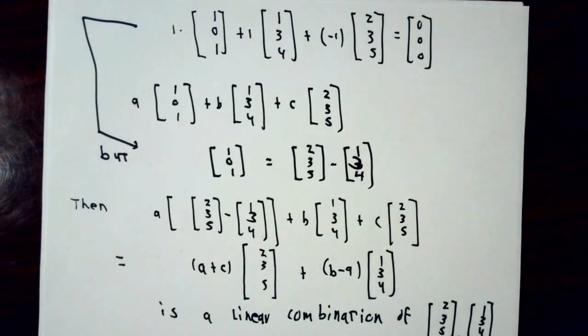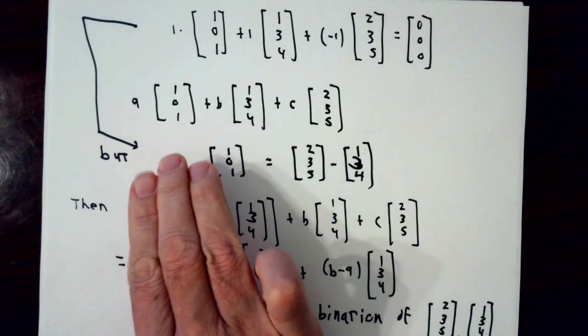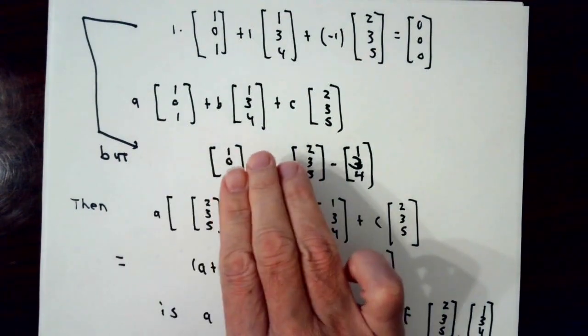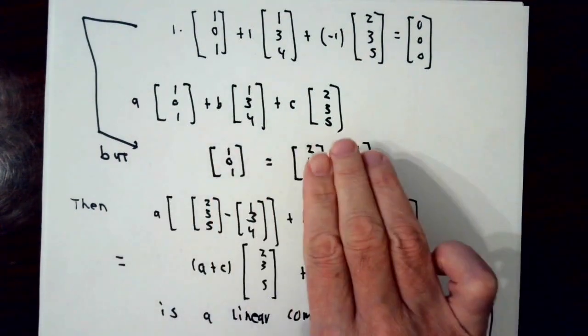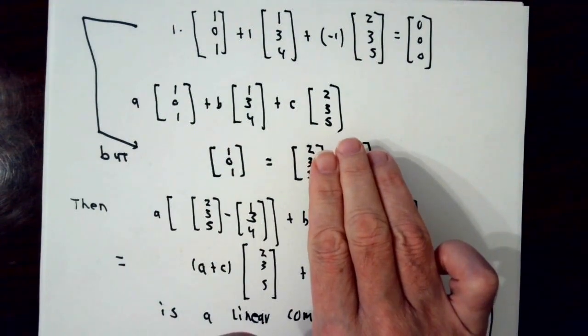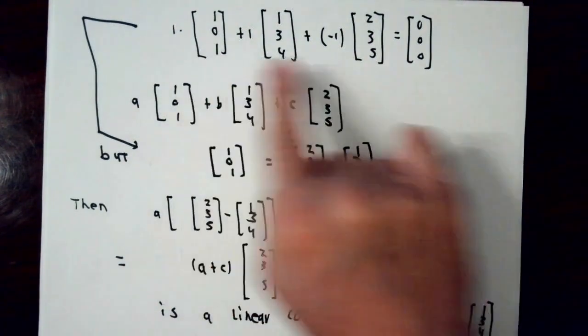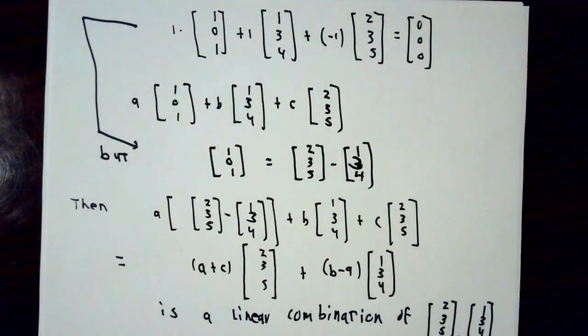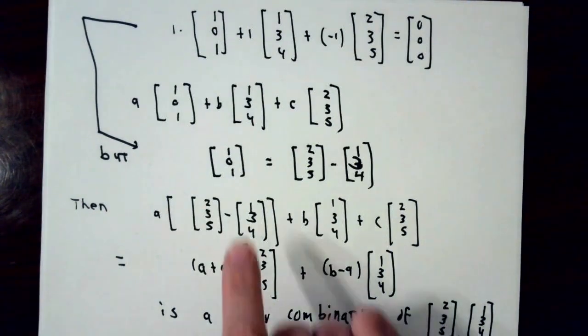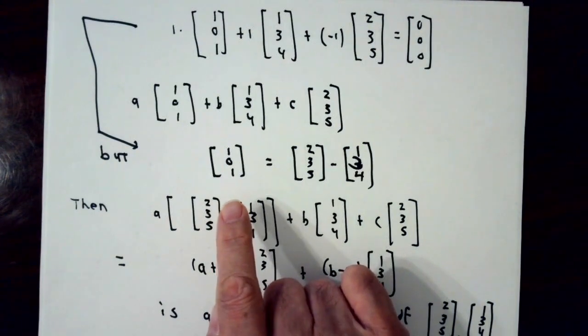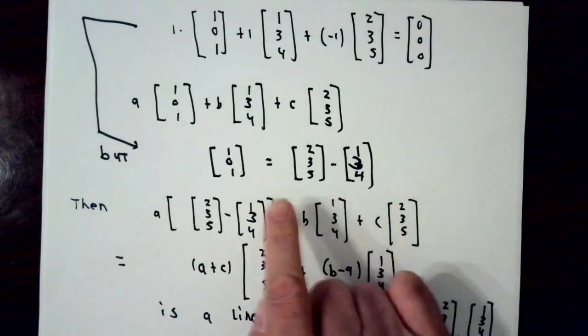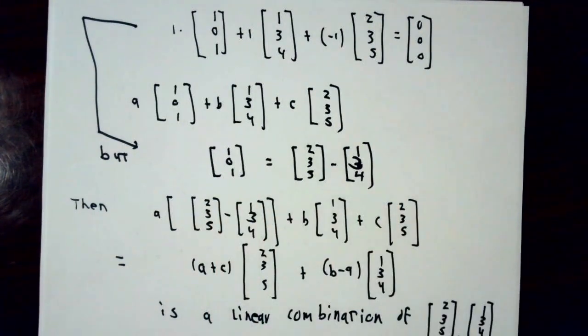Suppose that I took a linear combination of my three vectors. I'd have a times the first vector, b times the second vector, plus c times the third vector. But I also have this linear dependence thing going on. If you add (2, 3, 5) to both sides and subtract (1, 3, 4), you find out that (1, 0, 1) is actually a linear combination of the other two vectors.